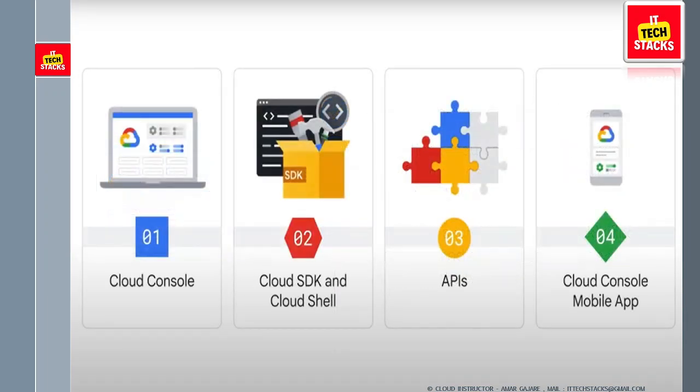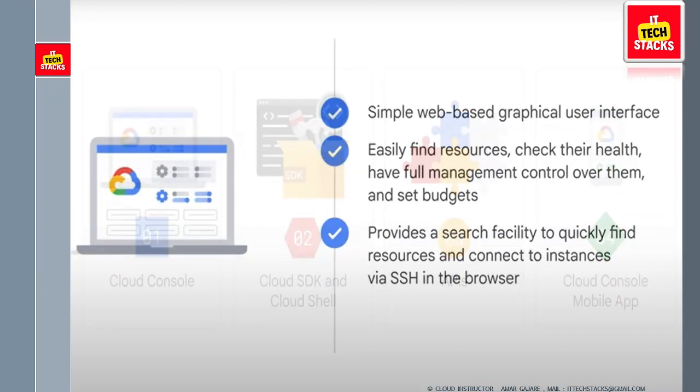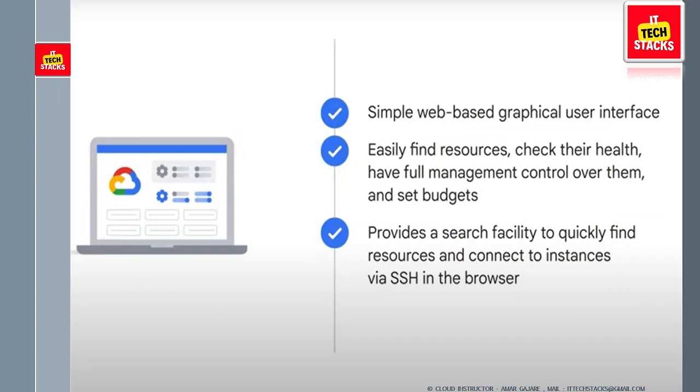Okay. So now let's see in detail how we can access Google Cloud using these four methods. First one is Google Cloud Console. It is a simple web-based graphical user interface. I will show you how it looks. This interface lets you easily find resources, check their health, and have full managed control over them. Okay, let me show you how.